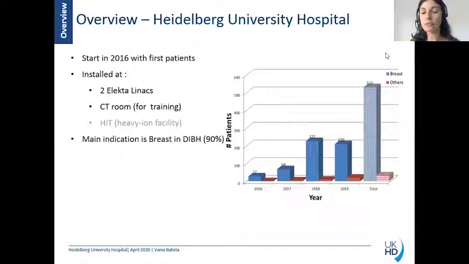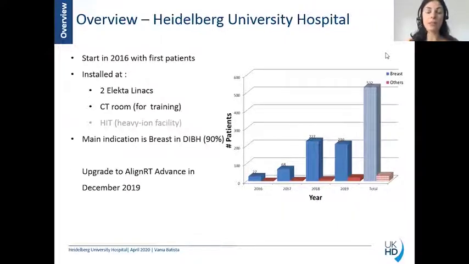Looking at our statistics from the last years, breast was really the main indication, with around 200 cases per year. That means that 200 patients per year were treated, each patient with around 20 fractions. In the last years, we started treating other locations using surface guided to position the patient, and that is also now increasing again with the upgrade to Align RT Advanced at the end of last year.